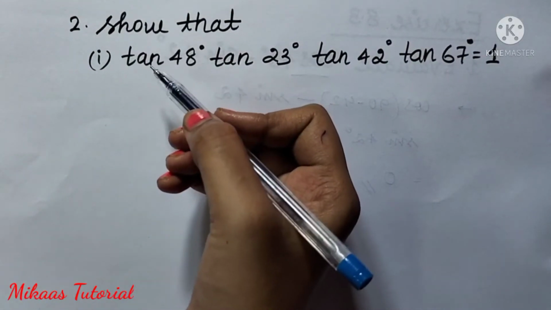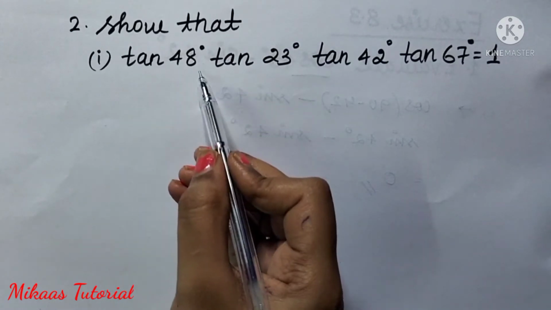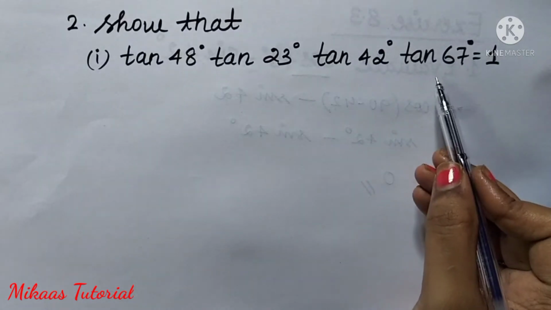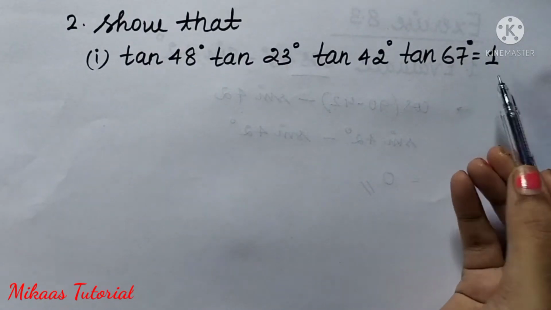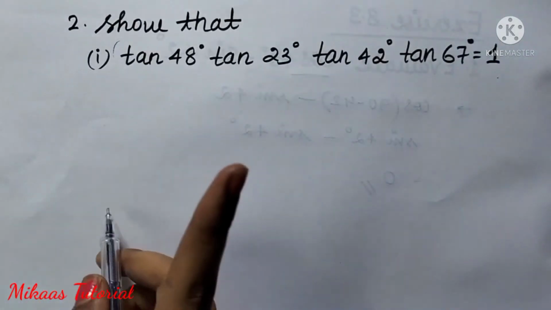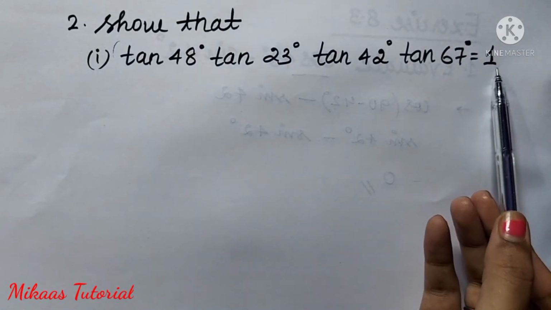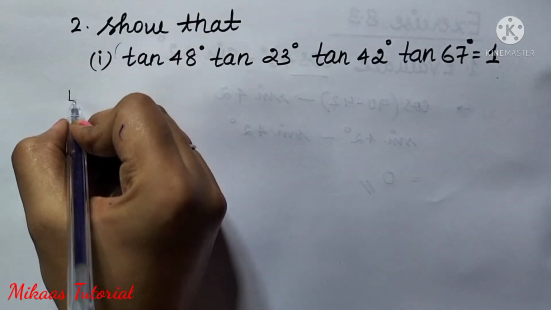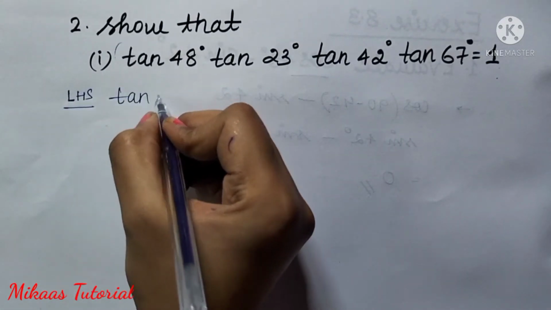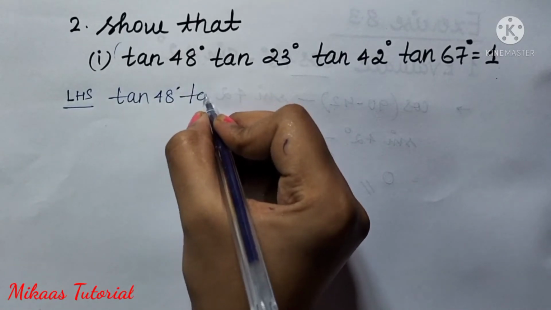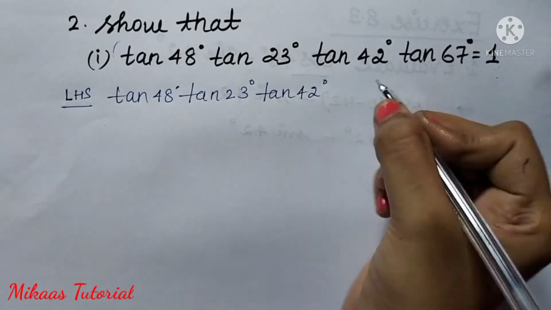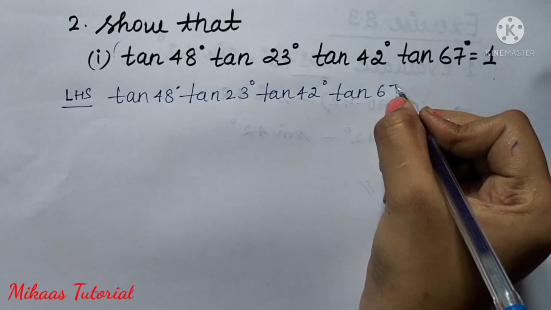Our next question is: show that tan 48 degree into tan 23 degree into tan 42 degree into tan 67 degree is equal to 1. So this is the LHS part and this is the RHS part. Take any one part and conclude it into the second one. So we'll take the LHS, the left hand side. What is that? Tan 48 degree, tan 23 degree, tan 42 degree and tan 67 degree.